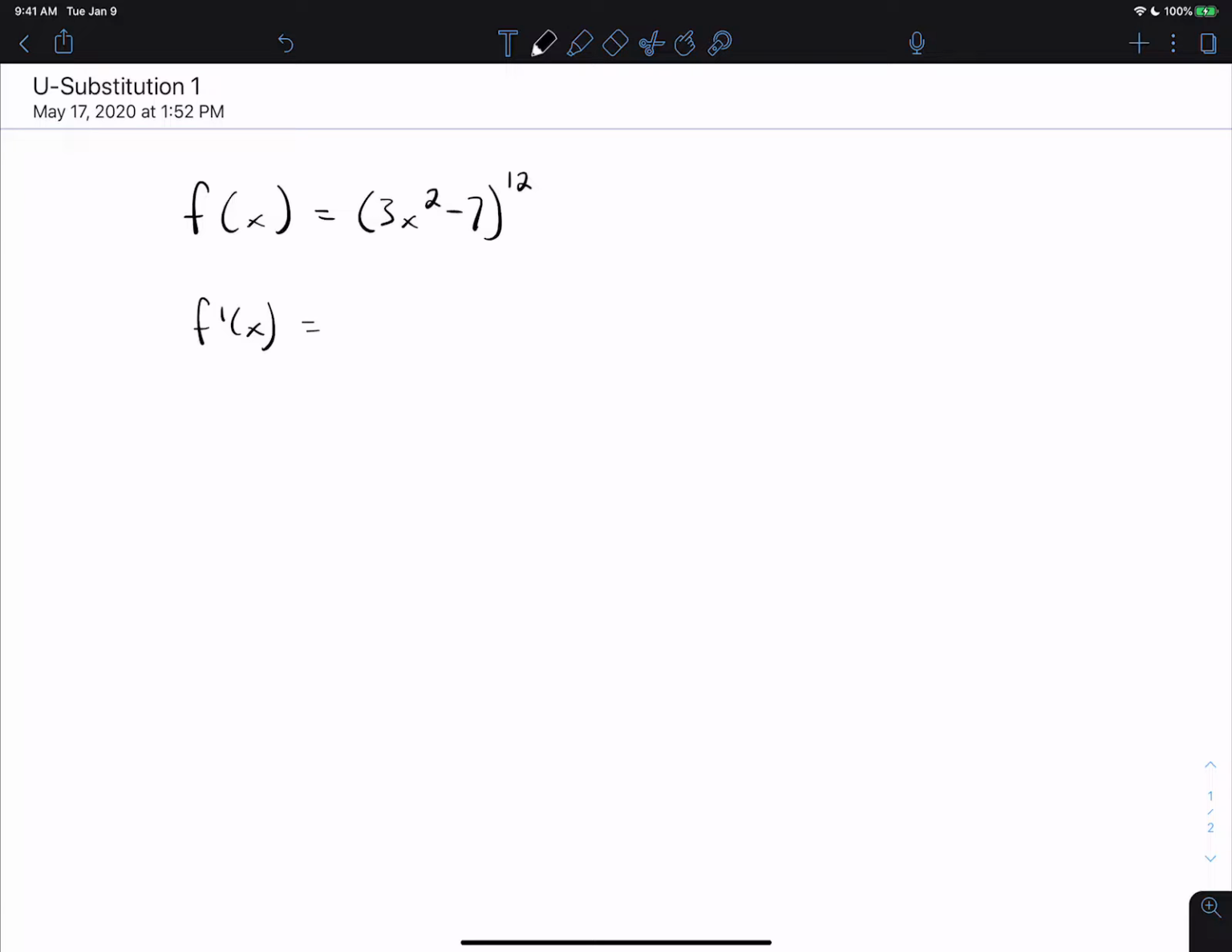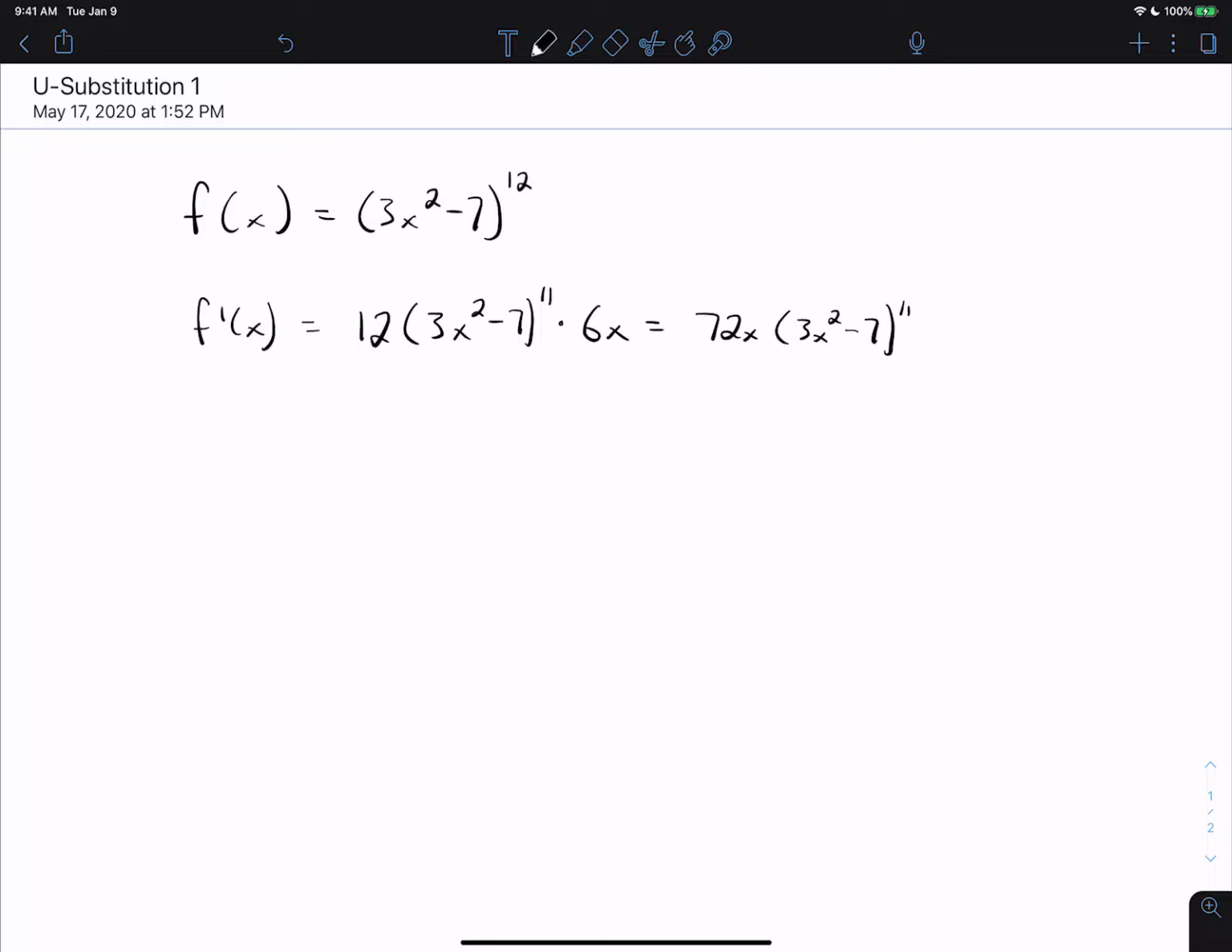So if I wanted to find the derivative from Calc 1, we remember that you apply the power rule. So you do 12 times 3x squared minus 7 to the 11th, but then times the derivative of the inside, which is 6x. And so then if you multiply that together, you get 72x times 3x squared minus 7 to the 11th power.